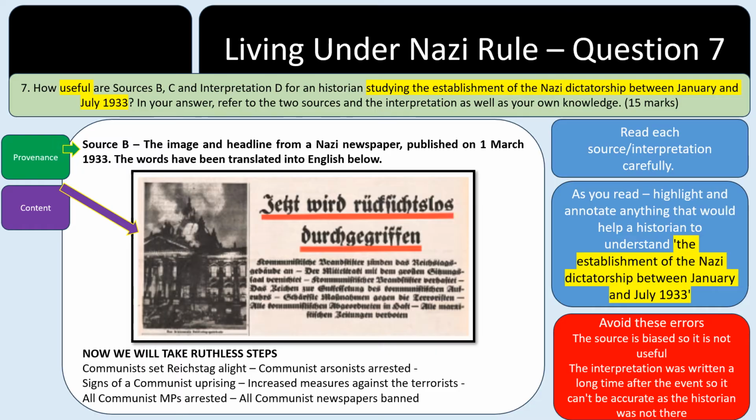And just make sure you avoid these errors. Don't say things like source is biased, so it's not useful. And when you're writing about interpretations, don't write that the interpretation was written a long time after the event, so it can't be accurate as the historian was not there. That's very generic and simple analysis and won't get you any marks.